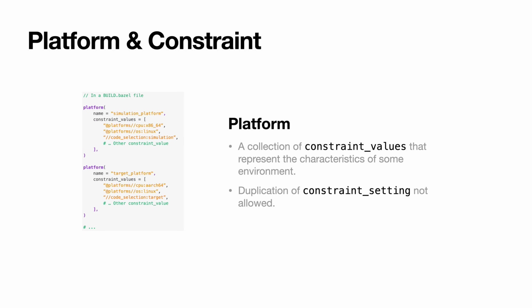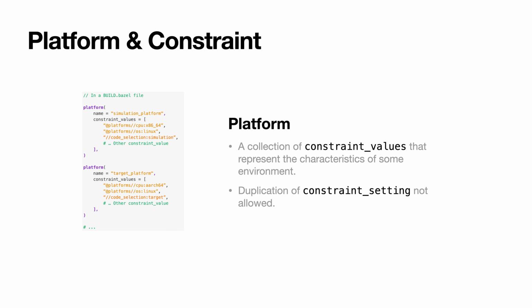Platform is another Bazel built-in rule. A platform target is a collection of constraint values that represent the characteristics for some environment. Pay attention that the constraint values list does not allow duplication of the constraint settings, which means if you already have OS Linux as part of the constraint value list, you cannot add another constraint value OS macOS or OS Windows.